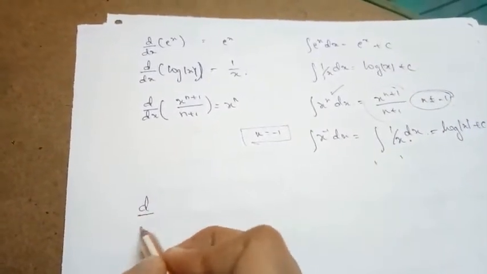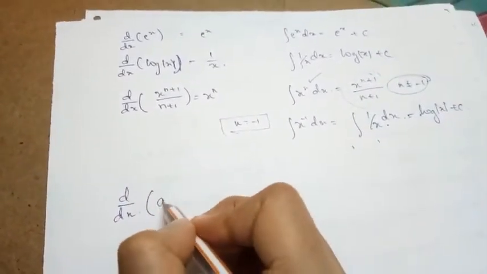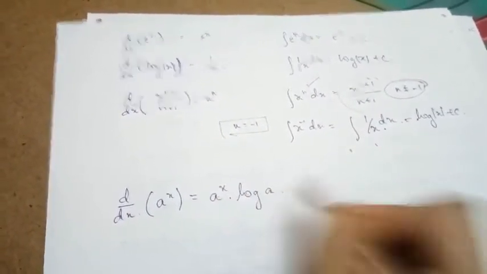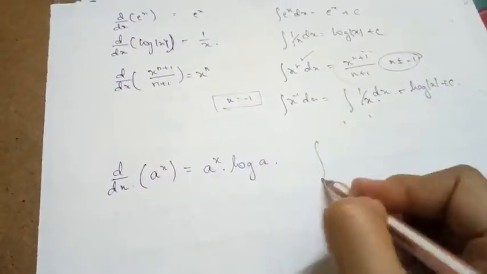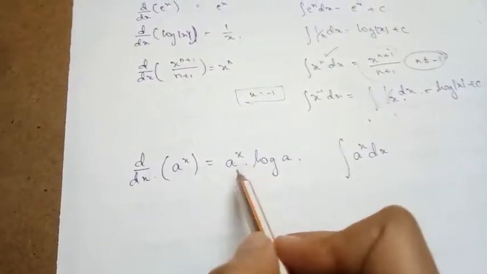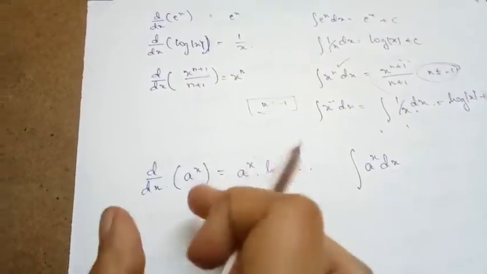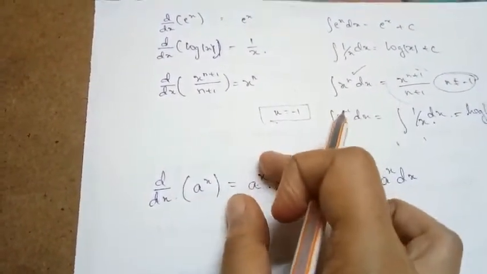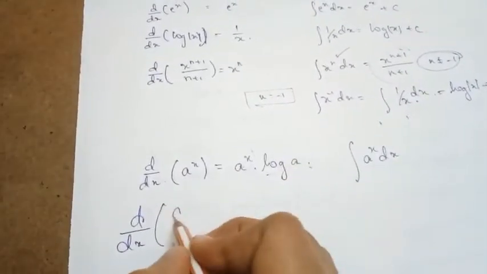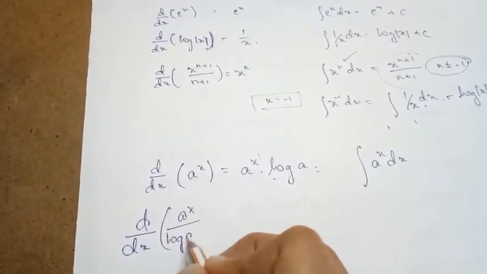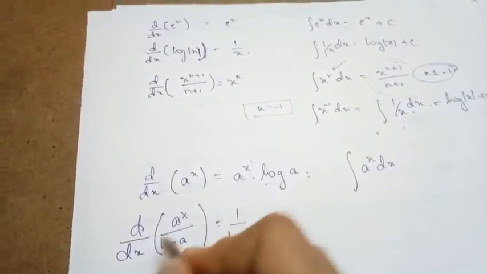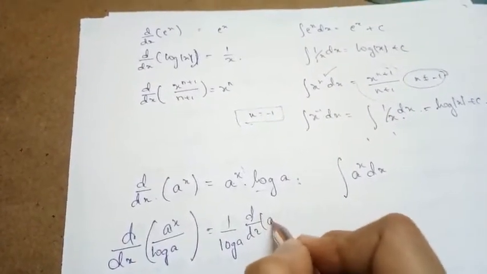Similarly, we know the differentiation of a power x. So what is the differentiation of a power x? It is a power x into log a. Since when we talk about integrals I need only the integral of a power x dx, what I am going to do is differentiate a power x divided by log a. Since log a is a constant, we take 1 by log a times the differentiation of a power x.